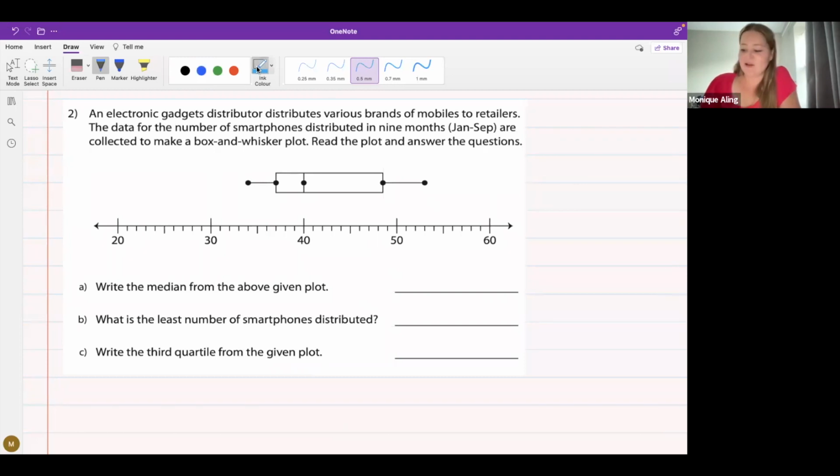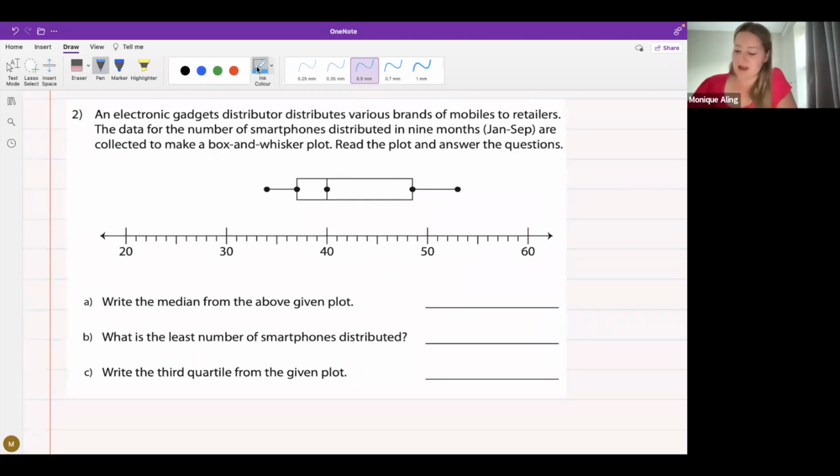Okay, so I'm going to have a quick look at this question. Remember, our first point is our minimum. Then we've got quartile 1, quartile 2, quartile 3, and our maximum amount. So write down the median from the above. We know median is quartile 2, so it is 40.